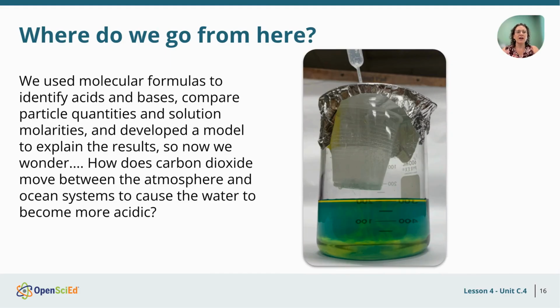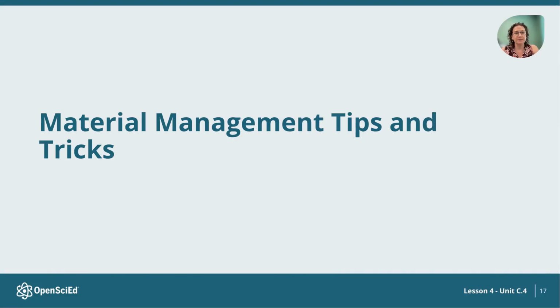We've identified, tested, and modeled the differences between acids and bases. So now we're wondering, how does carbon dioxide move between the atmosphere and the ocean to cause the water to become more acidic and hurt those poor baby oysters? Now for a few tips and tricks.